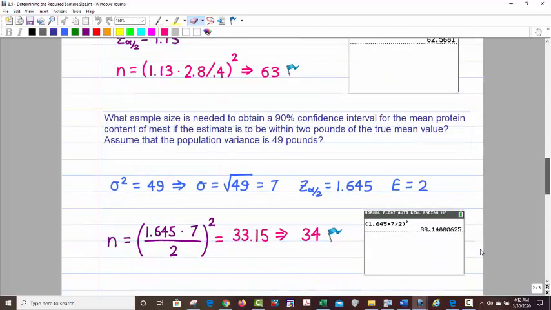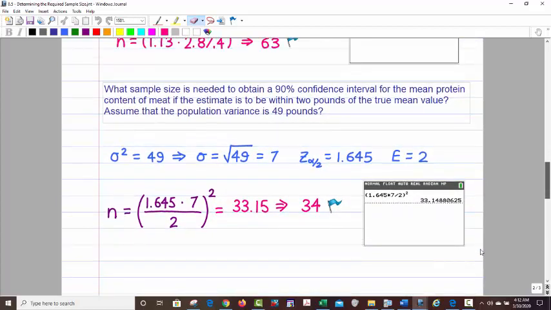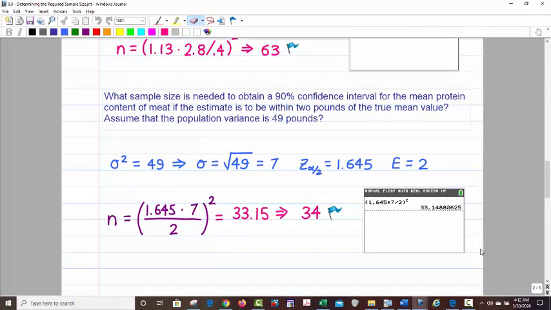This one's a little sneaky. I just kind of threw this in there. I don't know if you honestly would run across that in the online homework or on an exam, but still, just in case. 90% confidence interval within 2 pounds, so the margin of error is 2. But here's kind of the tricky part. It says the variance is 49 pounds.